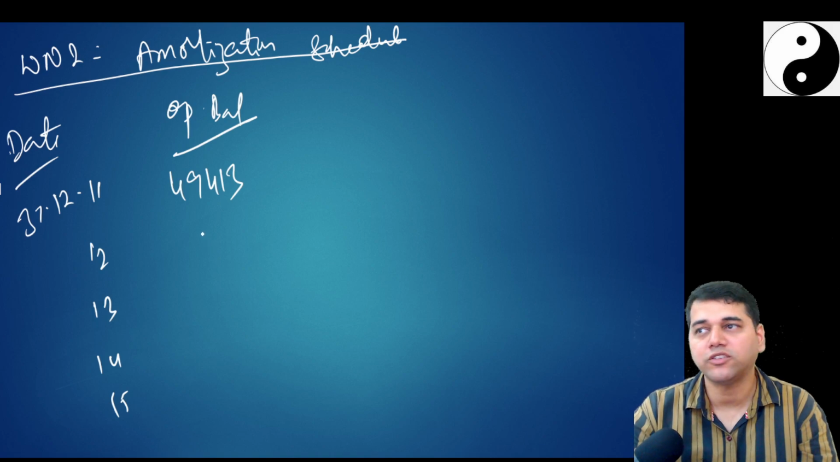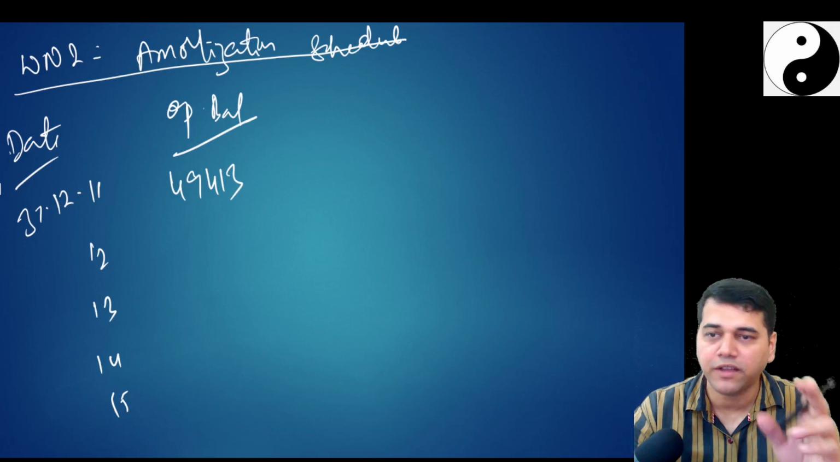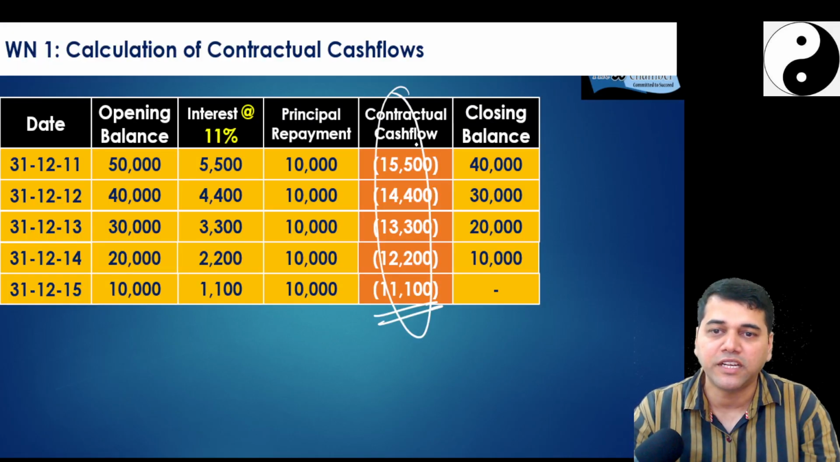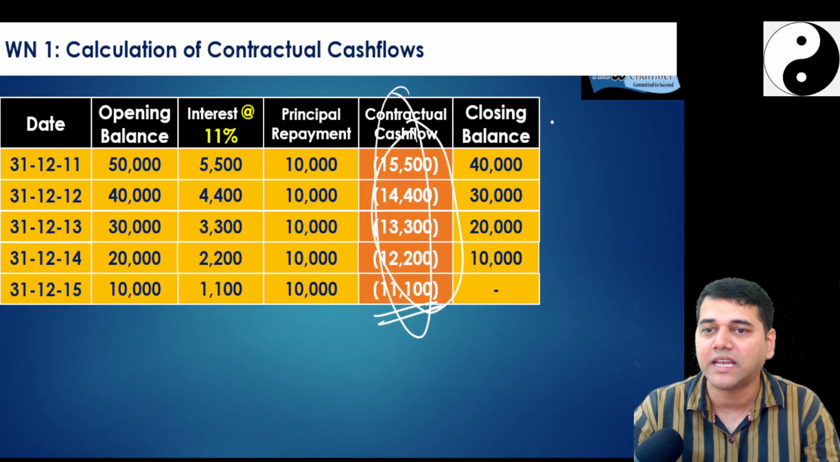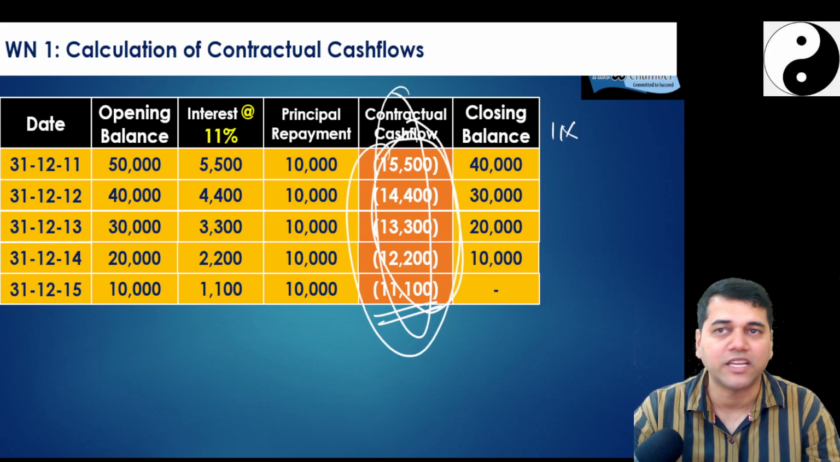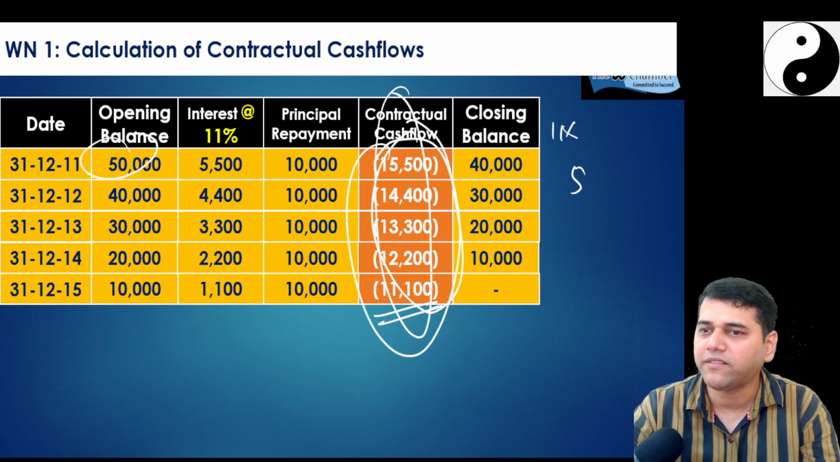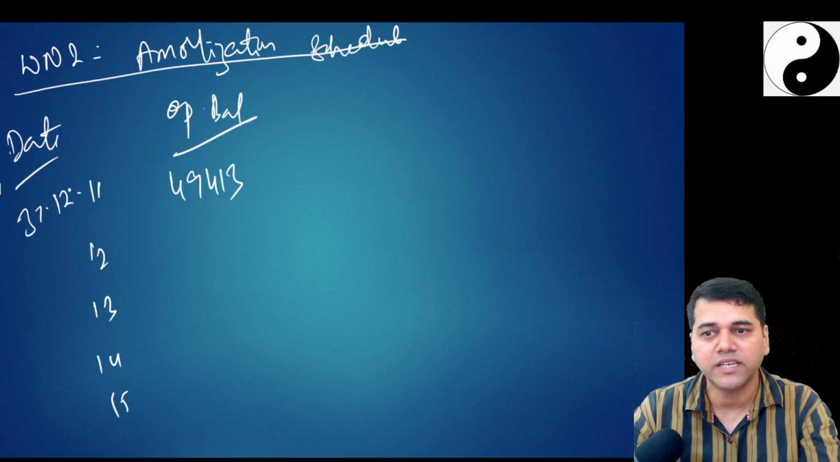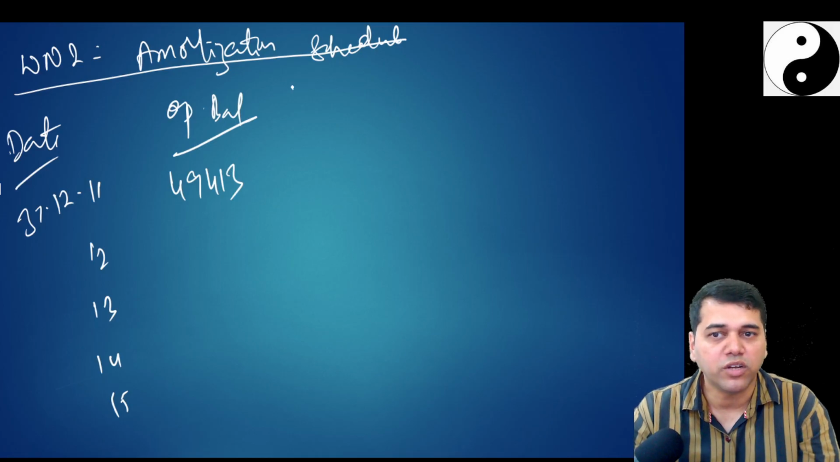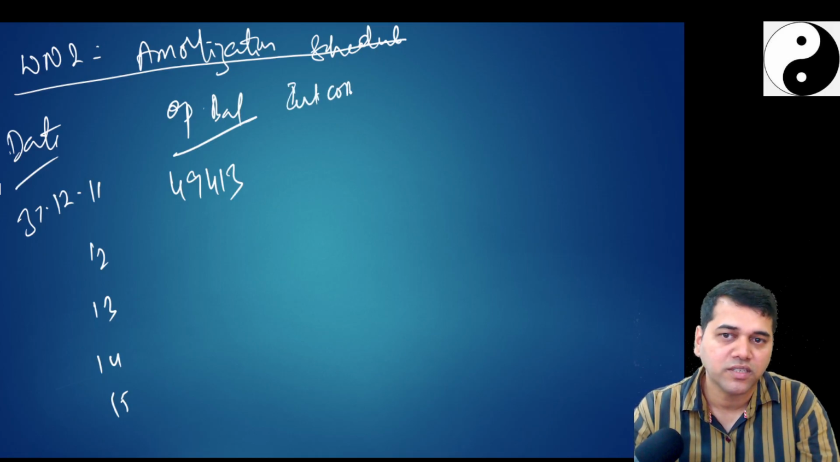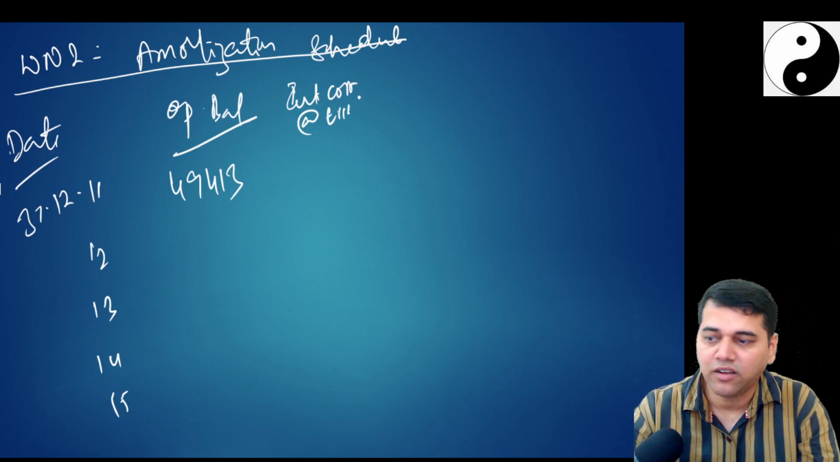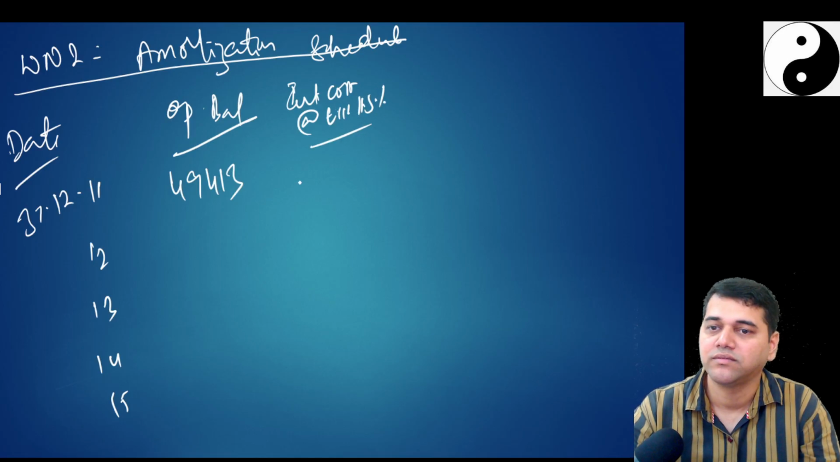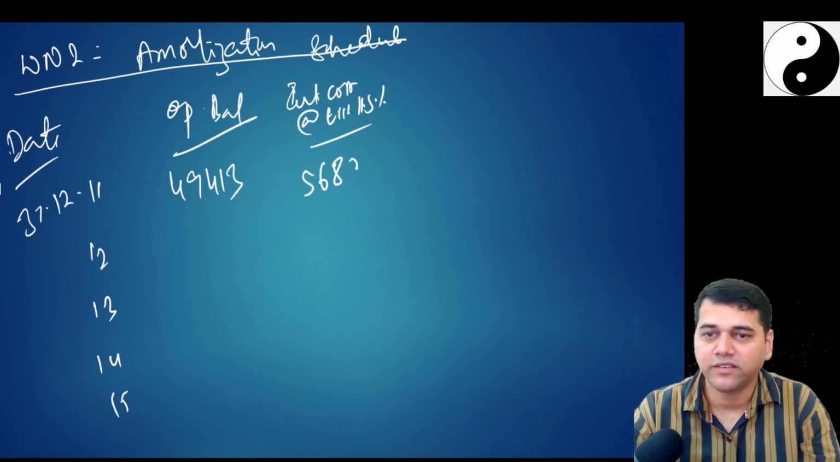Because with the contractual cash flow, I know I can pass one entry, and if I find out the present value of this, can you tell me, students, at 11% if I take, what is it that I am going to get? If I take the present value of this cash flow at 11%, I get 50,000. It's a fair value. Since I have adjusted the transaction cost, I start with this. What is my interest cost at the EIR? 11.5%. 5682.